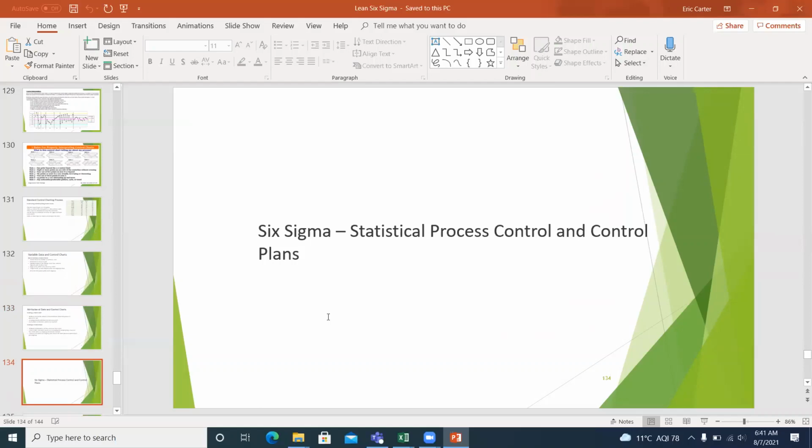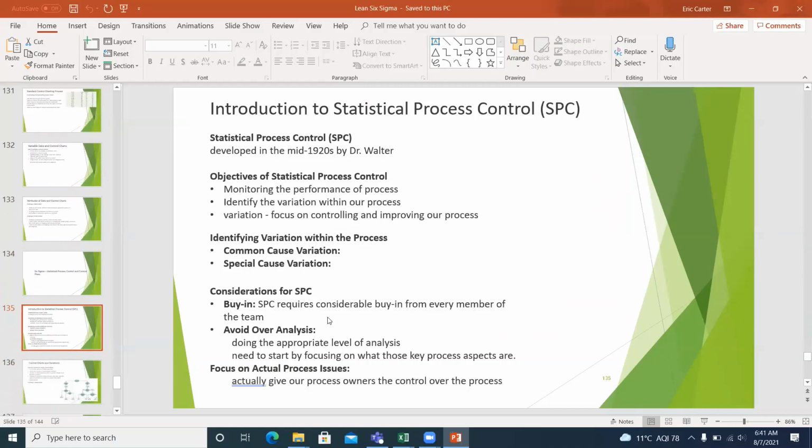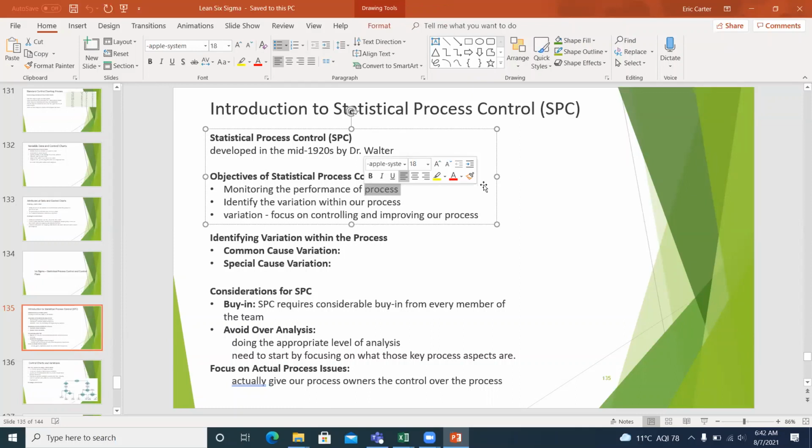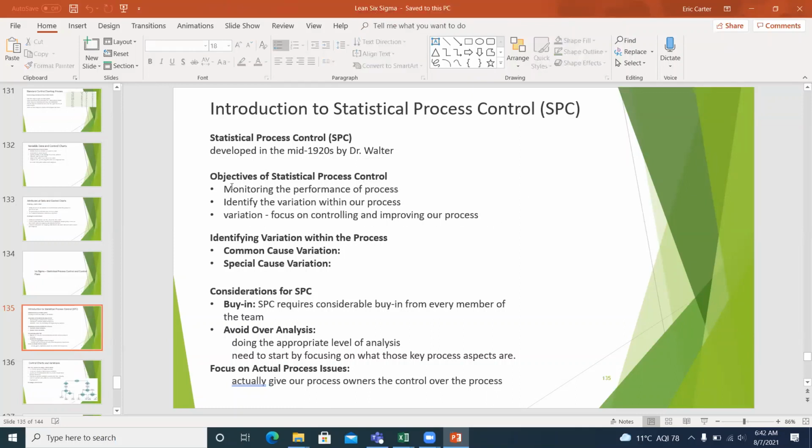This also talks about the statistical process control and the control plans. See, this was introduced by Dr. Walter in the year 1920, the statistical process control chart. What is the objective of SPC? It's mainly monitoring the performance of the process. Whatever process you want to monitor, you can use this SPC chart. It's not only for one particular process. Anything you want to monitor, definitely you can do it.